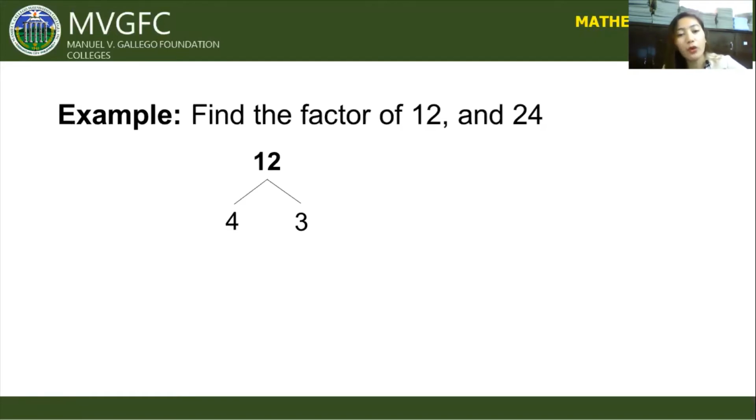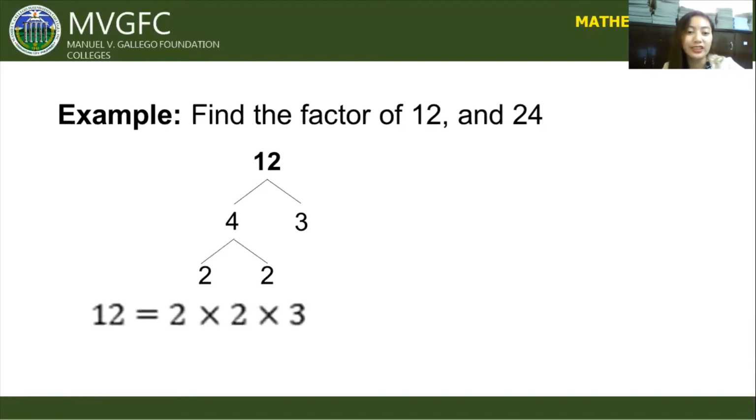Now, between 4 and 3, is there a number that you can still factor out? That is 4. So we have 2 multiplied by 2. The answer is still 4. So the prime factorization of 12 is 2 times 2 times 3, which is equal to 12. Now, let's move on to 24. Once again, think of two numbers that when you multiply, the product is 24. I choose to use 8 and 3. Between 8 and 3, can we still factor out a number?